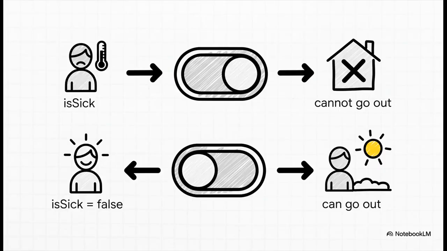And finally, we have the not operator. This one's the easiest of all. Think of it like a light switch. It just flips the value. It turns a true into a false and a false into a true. So if you can go out only if you are not sick, it just means the code is checking if is sick is false. Simple as that.